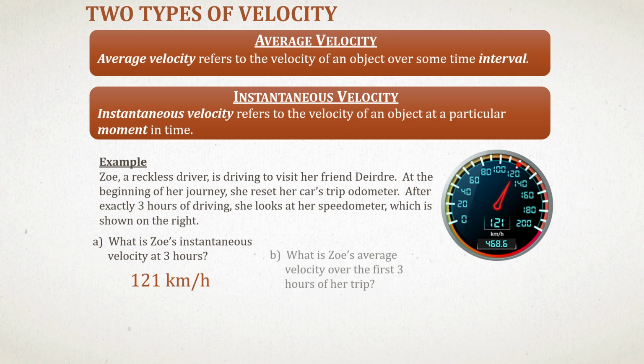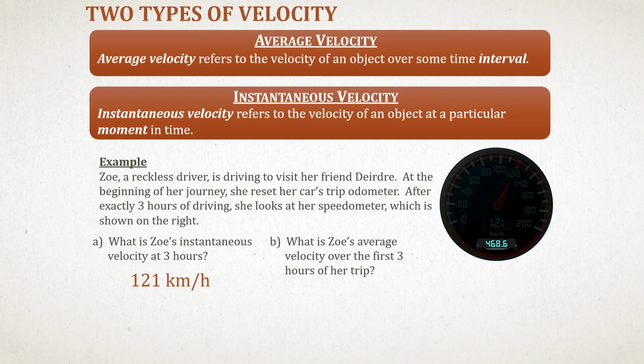Now, we could also ask, what is Zoe's average velocity over the first 3 hours of her trip? Now, the first 3 hours of her trip, that's a time interval. We want to find her average velocity. Well, what we need to do to find this value is take how far she's driven and divide it by how long she's driven for. Now, how far has she driven? Well, we can look at the trip odometer here. This is what she reset to 0 before she started driving. And we know that 3 hours has passed.